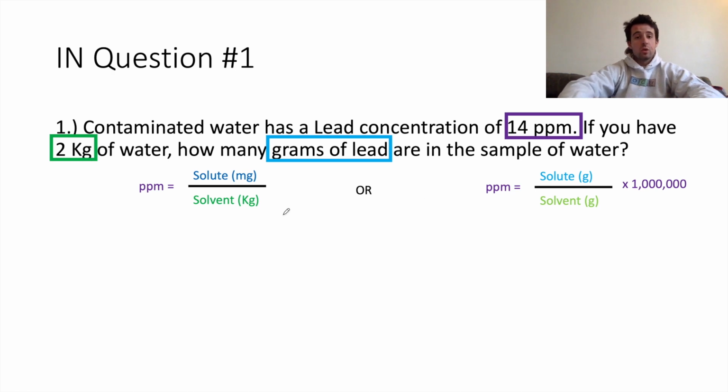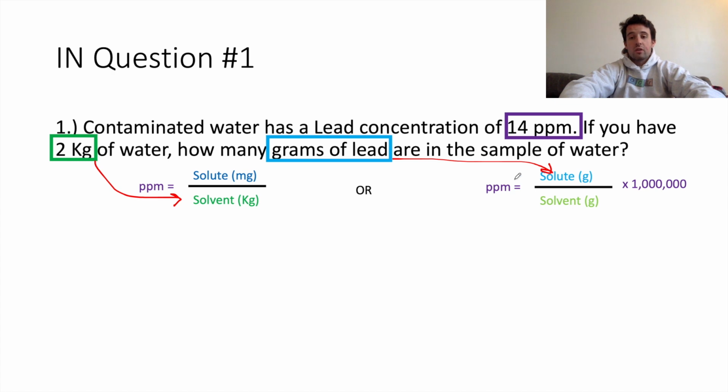Anyways, so of these two equations here, notice that I've got solute in blues, and solvent in different color greens. So when we're actually looking at the problem, you'll see here that our concentration is 14 ppm. That's purple. But then our 2 kilograms of water, that's a solvent number. And I put it in dark green because our solvent in kilograms is dark green. But then you'll notice that the question asks how many grams of lead are in the sample of water. So that's a light blue. So that's kind of following the second equation.